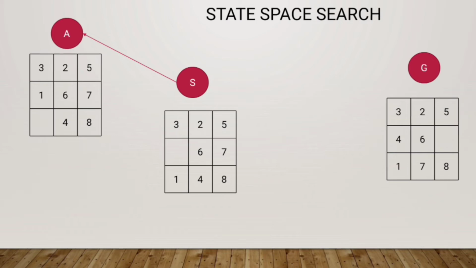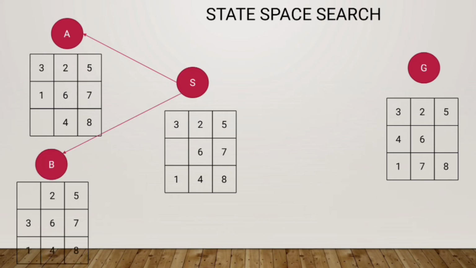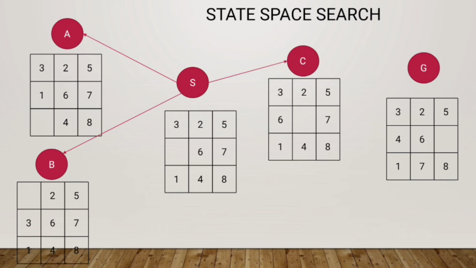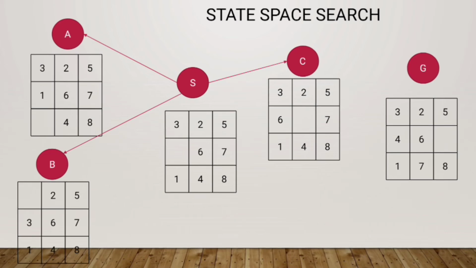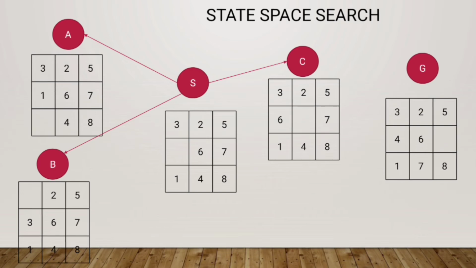Similarly, from S I can take another 2 moves. I can bring 6 to the left or 3 down. So I can put that here as B, where 3 is brought down, and in C you can see the 6 is taken to the left. So these are the possible moves. There is no other chance from S to move directly to the goal state. I need to move to one of these nodes, either A or B or C. A, B, C are called neighboring nodes, the nodes that we can travel to from S.